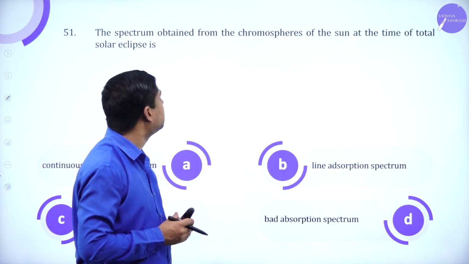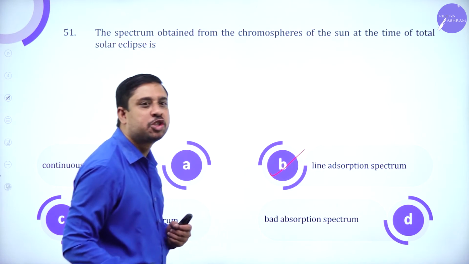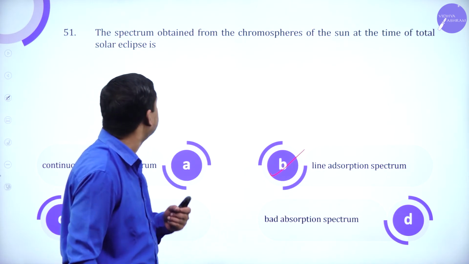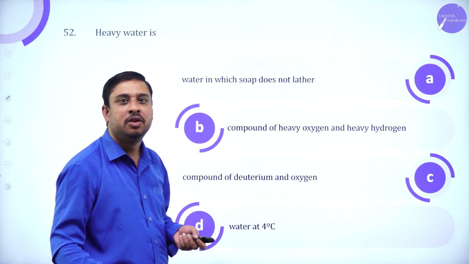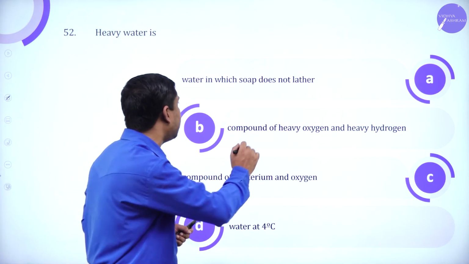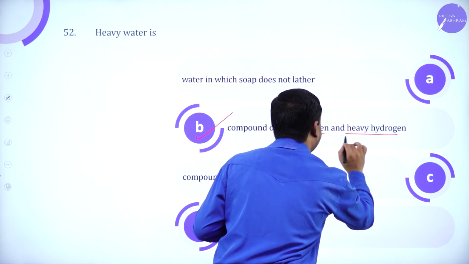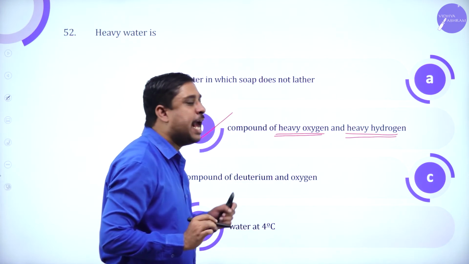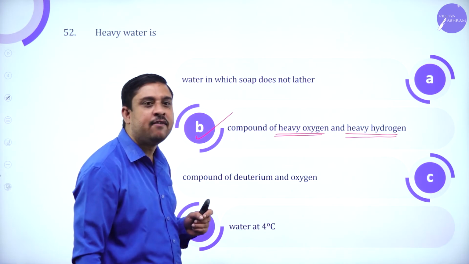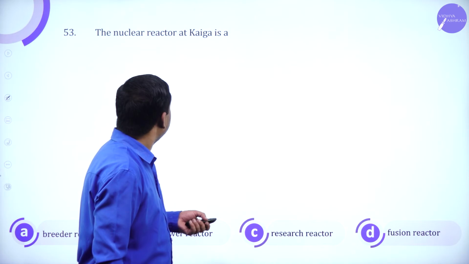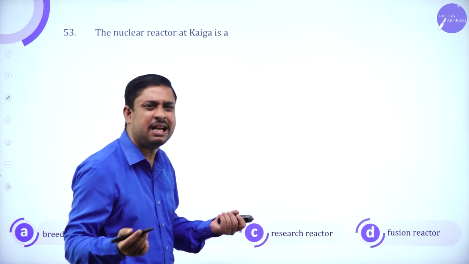The spectrum obtained from the chromosphere of the sun is a line absorption spectrum. This is during total solar eclipse. Heavy water, which is used in the nuclear reactor, is a compound of heavy oxygen and heavy hydrogen. So, heavy oxygen mixed with heavy hydrogen is what is heavy water. Nuclear reactor at Kaiga is a power reactor. Now these are all theory based.